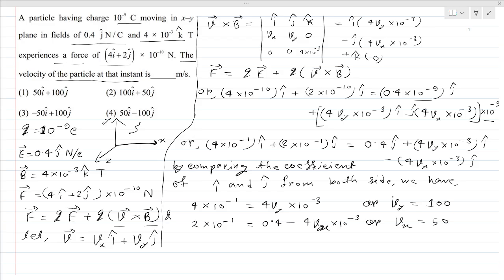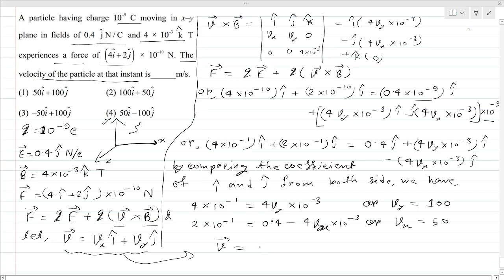So as you can see, we get the components of the velocity along the x-axis and y-axis. In this question, it is asking for the velocity value. So we can write the velocity here as the answer: v vector equals Vx I cap, that means 50 I cap, plus Vy j cap, that means 100 j cap. So it will be the answer. Let's check the options. 50 I cap plus 100 j cap is nothing but the answer of option number 1. Thank you.